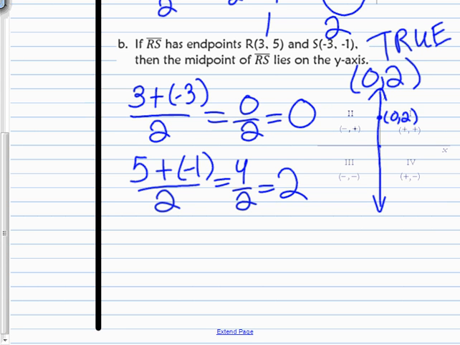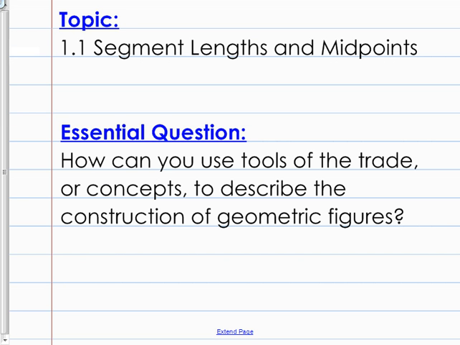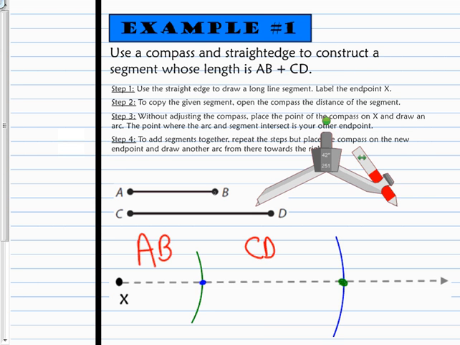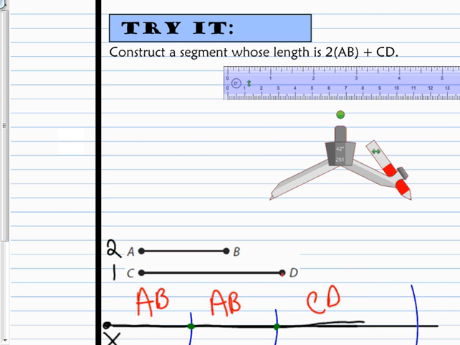Okay, that concludes this lesson. Make sure at the bottom of your notes you are writing a summary as a recap of what we went through today. We talked about different constructions. I wanted you to be able to use some tools of the trade and some formulas. So the first thing that we did was talk about the segment addition postulate, and then we used our compass to find the length of a couple of segments. We did that 2 times. We definitely will be getting more familiar with that.